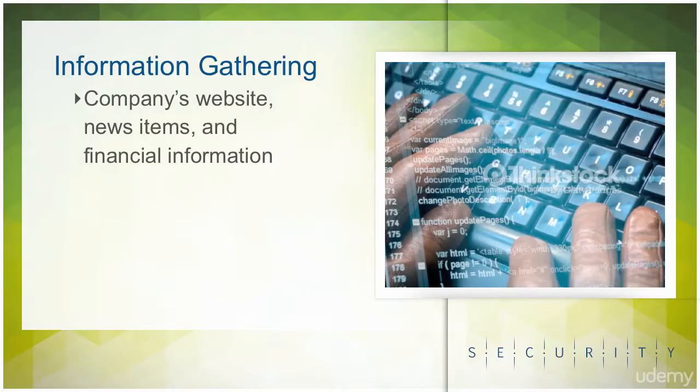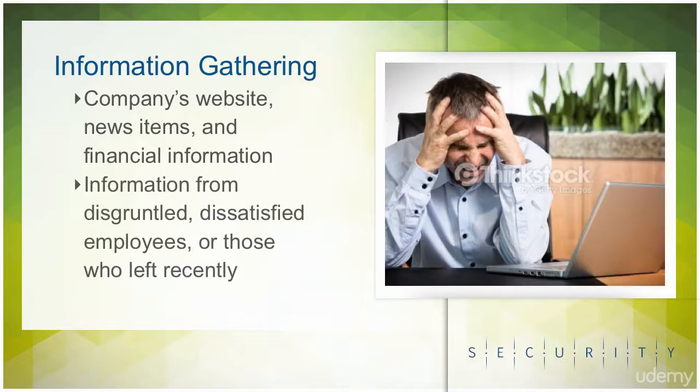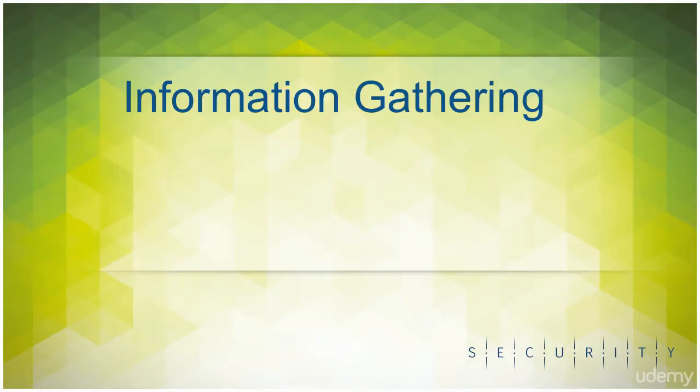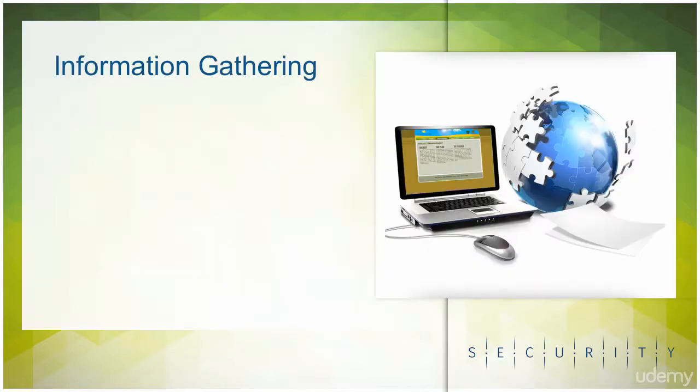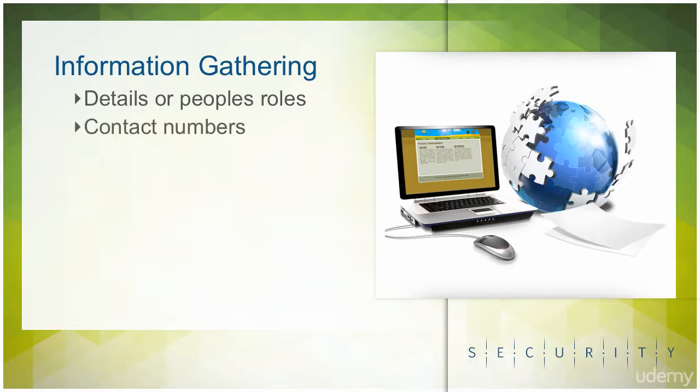You have a lot of information available in the outside world about any organization. You can look at the company's website, news items, and financial information that is published to the public. You can get very useful information from disgruntled, dissatisfied employees or those who left the organization recently. You'll be able to get to know a landscape of the security architecture if you are familiar with the right sources or people. You can get the details of the people, their roles, contact numbers, email IDs, etc. You may have gotten the details of the server names, locations, or IP addresses.